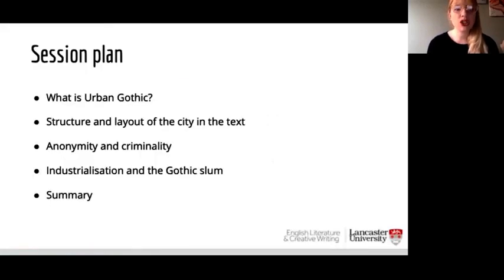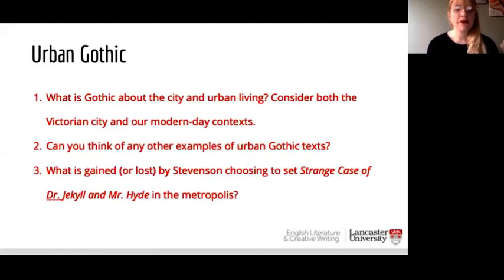Okay, so just for a general overview of what we're going to be looking at. First of all, I'm going to introduce you to what urban Gothic is, how the city is structured and laid out in the text, anonymity and criminality, and industrialization in the Gothic slum, and then I'll give you a brief summary. So first of all, what is urban Gothic?